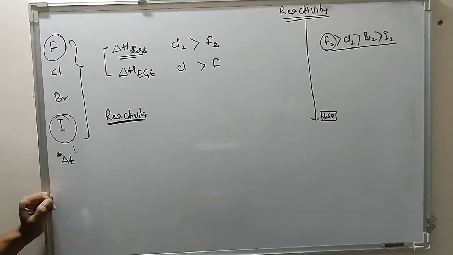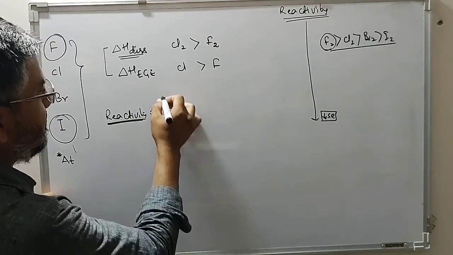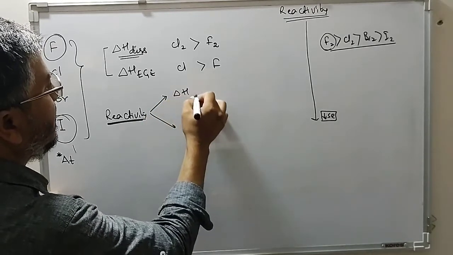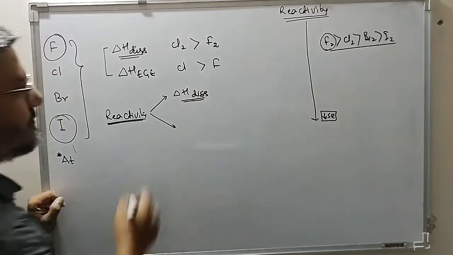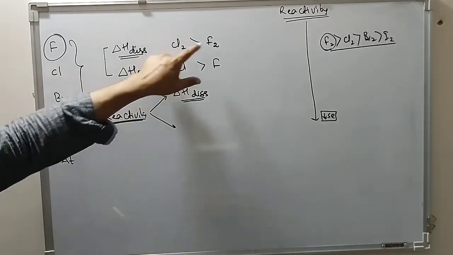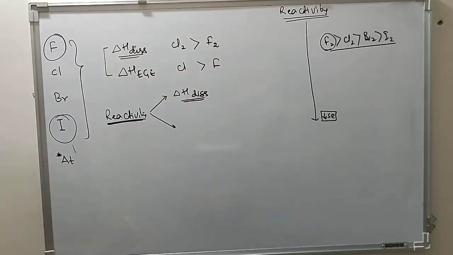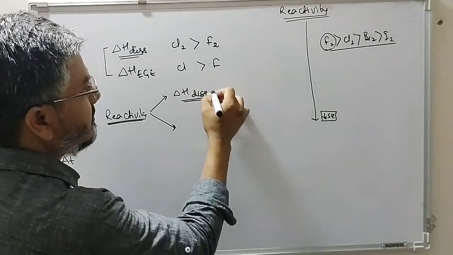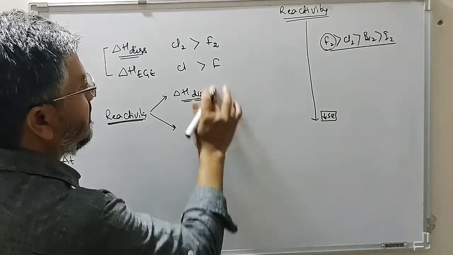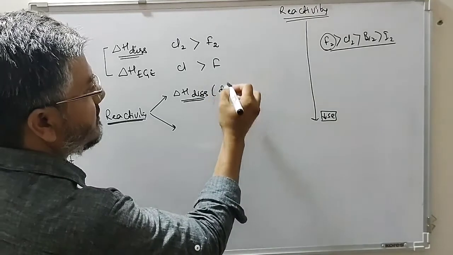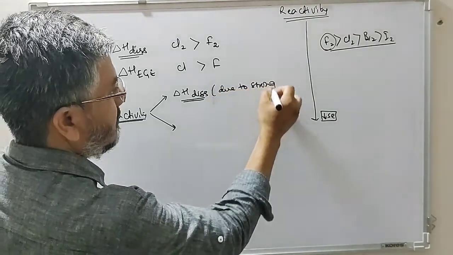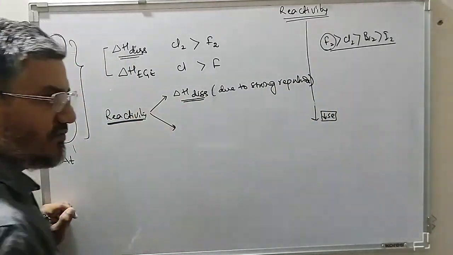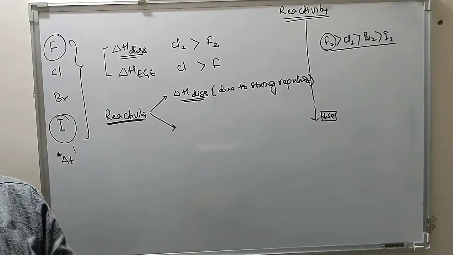So this reactivity depends on two factors. Enthalpy of dissociation is least for fluorine, so fluorine should be more reactive. Second, fluorine forms a strong bond. Due to strong repulsion, the dissociation enthalpy is low. Second, as I told you, fluorine being the smallest forms a very strong bond.